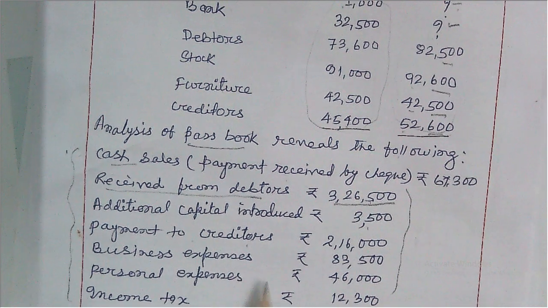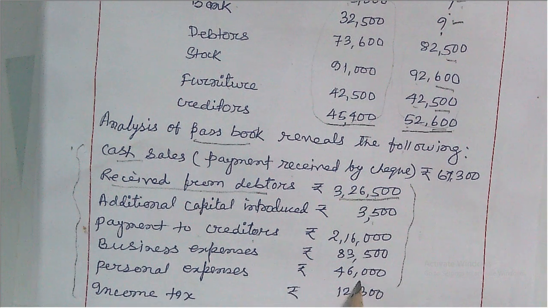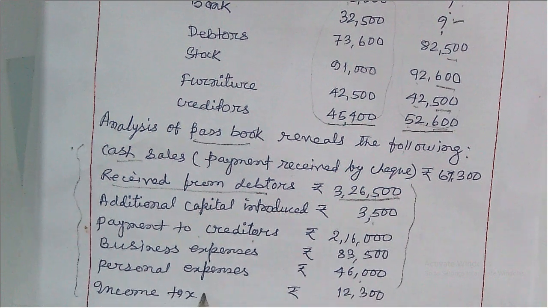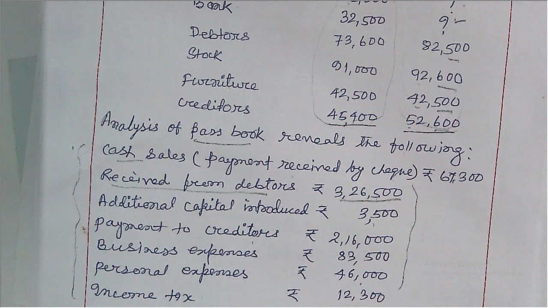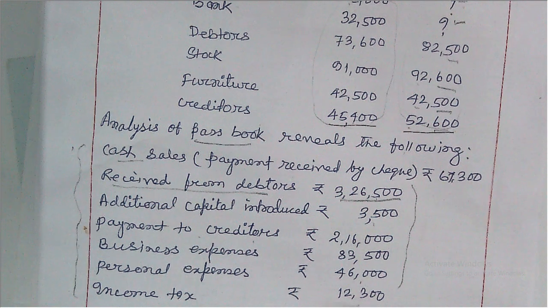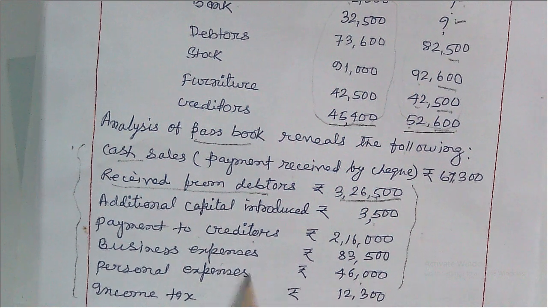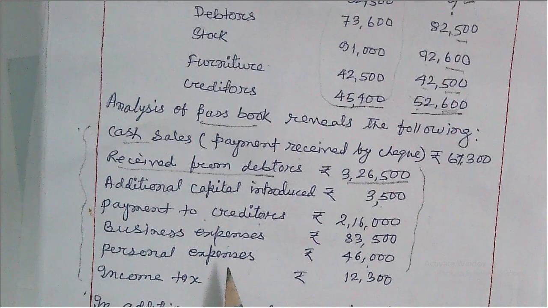Personal expenses of the proprietor are withdrawn from bank 46,000. Income tax of proprietor Mr. A, 12,300, is paid through the bank account. So these two items come under drawings, so they will be deducted from the capital account.